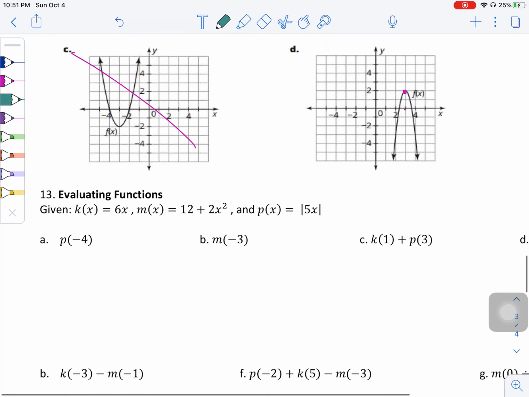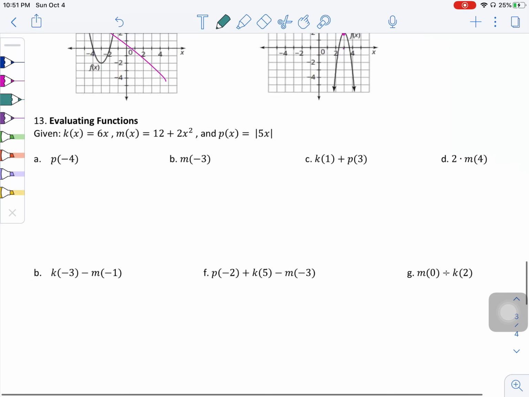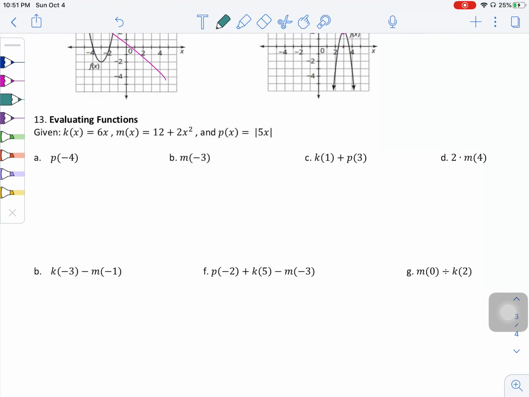Okay. Question number 13 is all about evaluating functions. Now, 3 functions are defined for you. K of x is equal to 6x. M of x is equal to 12 plus 2x squared. And P of x is equal to the absolute value of 5x. So the first thing you want to do when you look at something like part A is make sure you're pulling from the right function.